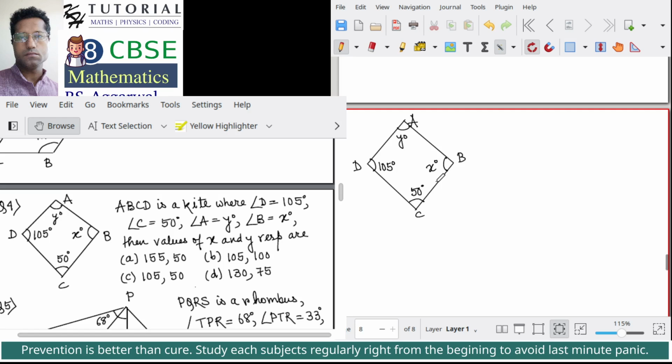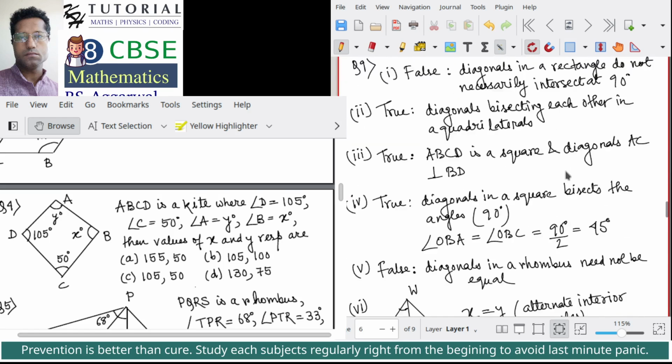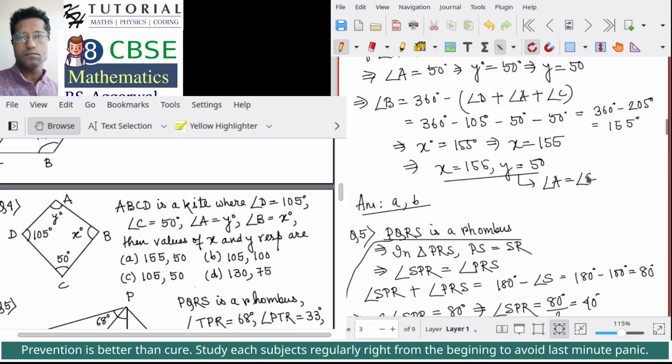ABCD is a kite. No information is given about which two sides are equal, which adjacent sides are equal. In a kite, we have two pairs of adjacent sides equal. I think the way I solved it previously, there was nothing wrong in it.